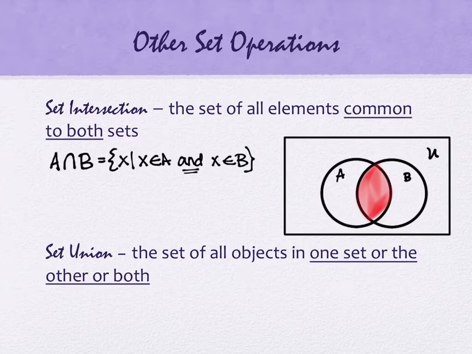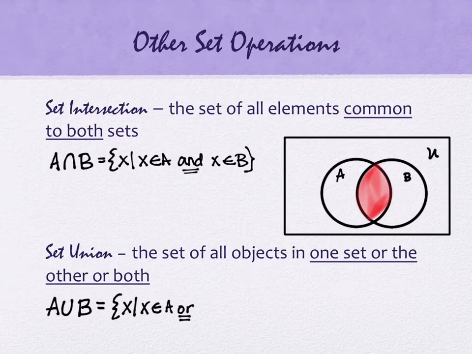The next one is called a set union. So this is the set of all objects in one set or the other or both. The notation actually looks like a U. And the set description is very similar. It's the set of all x such that x is an element of A, or, okay, that's the key difference. The word or is here. x is an element of B.